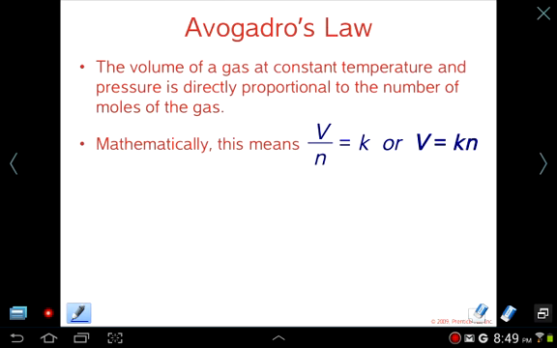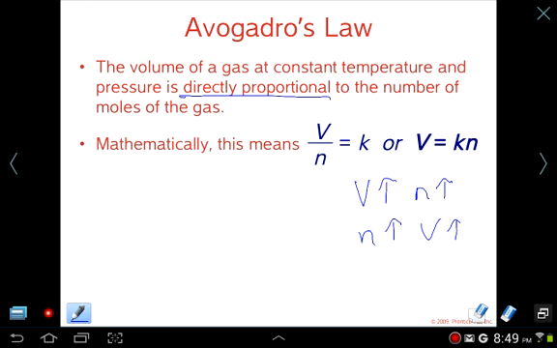Avogadro's law is the third one we'll talk about. Avogadro's law is also directly proportional, and it deals with volume and moles. So as volume goes up, so does moles. Or it's better said that as moles goes up, so does volume. This simply means as you increase how much gas you have, the amount of volume increases. Now this is assuming that everything else stays constant.